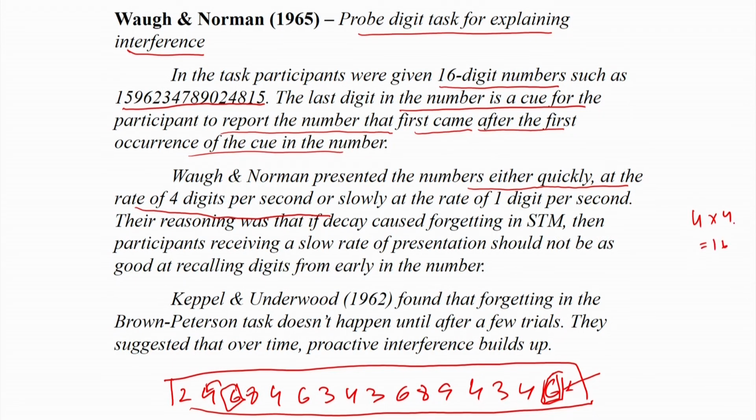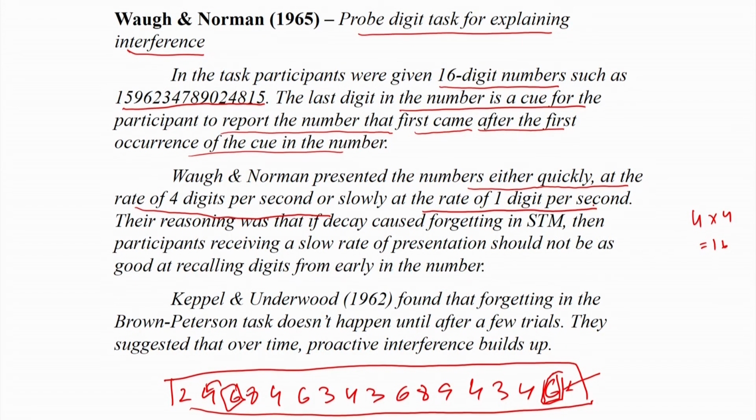So, you have to remember the last digit, and then remember where the first occurrence of the last digit on the 4th panel was, and then go ahead and tell me the number which occurred at the first occurrence of the last cue. Or there was another presentation which was 1 digit per second. So, 16 seconds, 16 repetitions were done here, one number at a time was presented. People were asked to do the task.